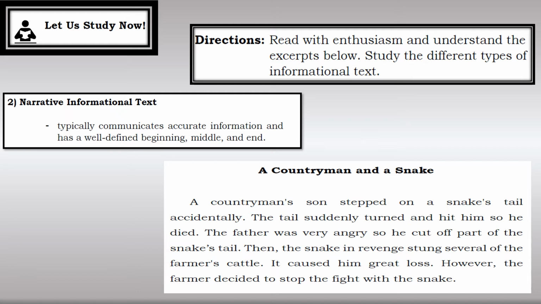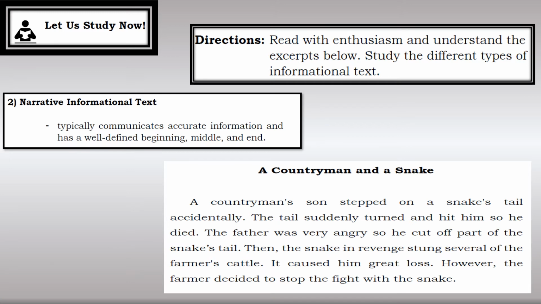Example, a countryman and a snake. A countryman's son stepped on a snake's tail accidentally. The tail suddenly turned and hit him, so he died. The father was very angry, so he cut off part of the snake's tail. Then the snake, in revenge, stung several of the farmer's cattle. It caused him great loss. However, the farmer decided to stop the fight with the snake.